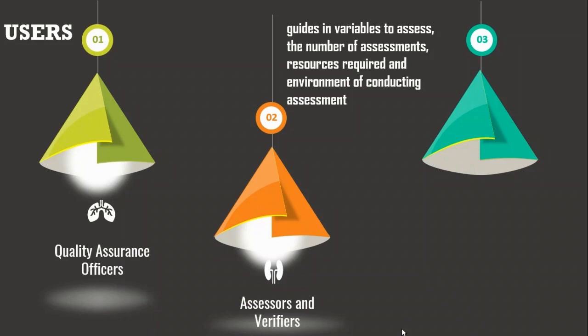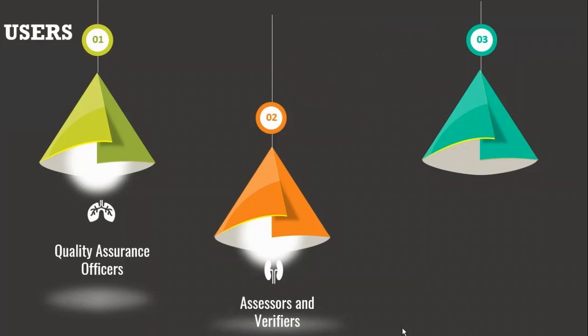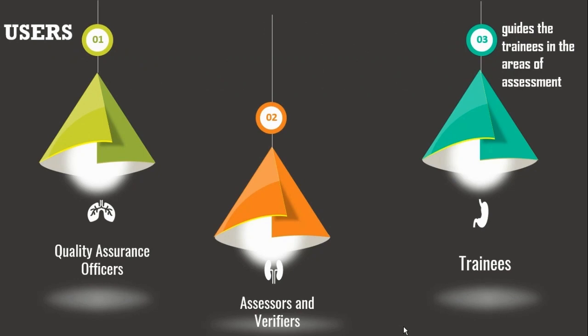The other users of this document are the trainees. So how do they use this document? It just guides the trainees in the areas of assessments. Because I'm talking about the unit of competency, looking at the elements, and of course the performance criteria. So it guides them on those areas of assessment. So basically, those are the users of assessment requirements.